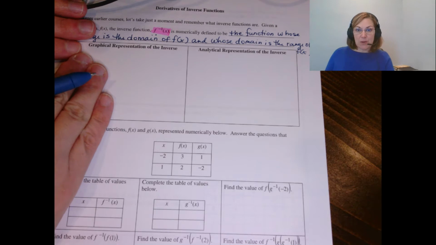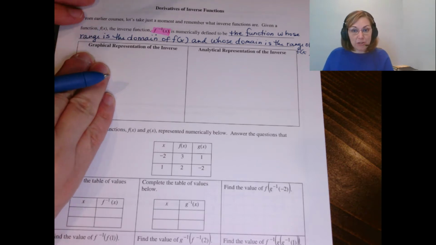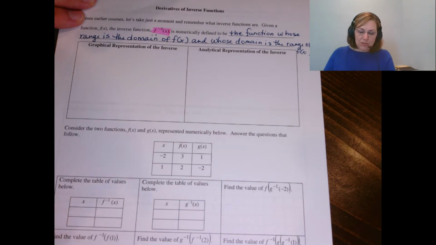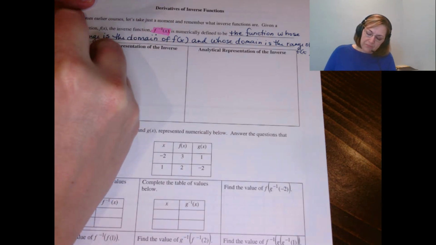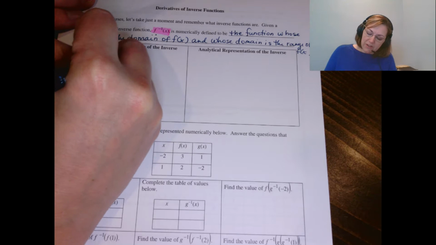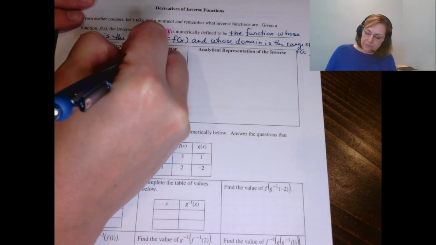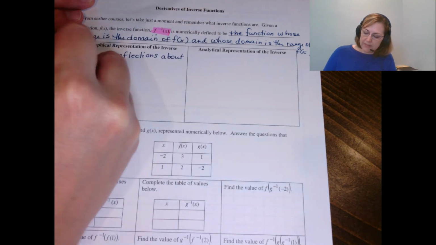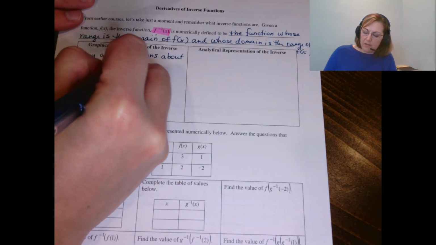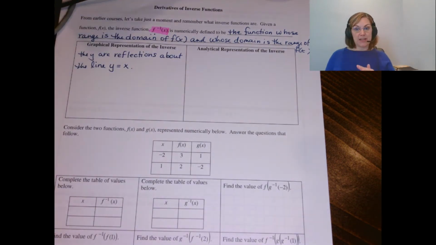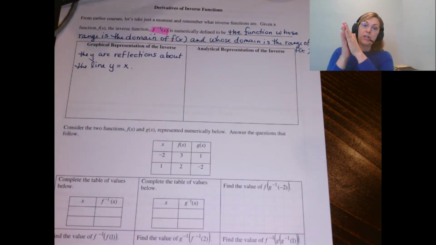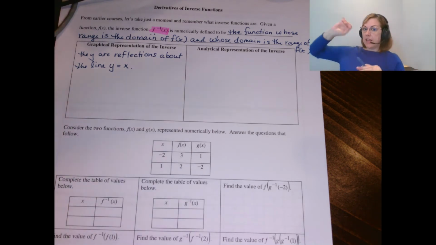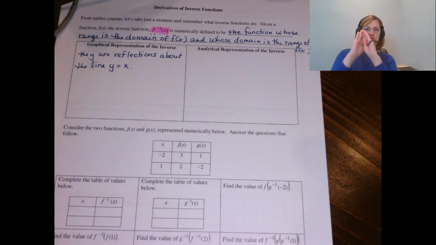Now, graphical representation. If we're looking at the graph, how do we know if two things are inverses? They are reflections about the line y equals x. Meaning that if you drew the line y equals x and you folded about that line, you're going to get mirror images on both sides. The function being on one side, the inverse being on another, and you're going to get that mirror image on both sides of that line y equals x.